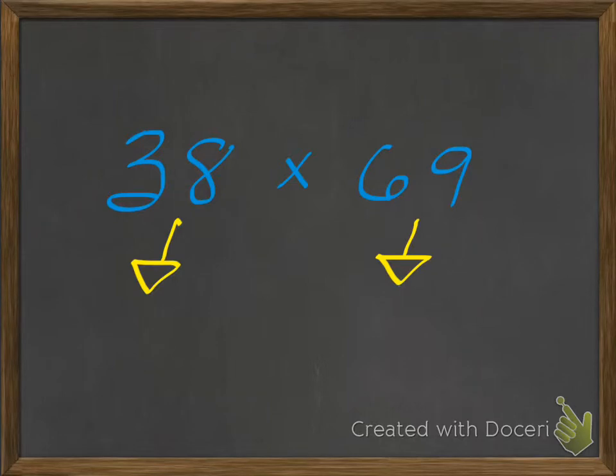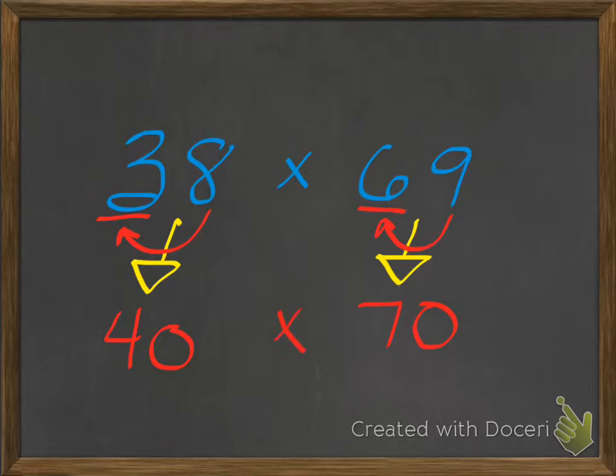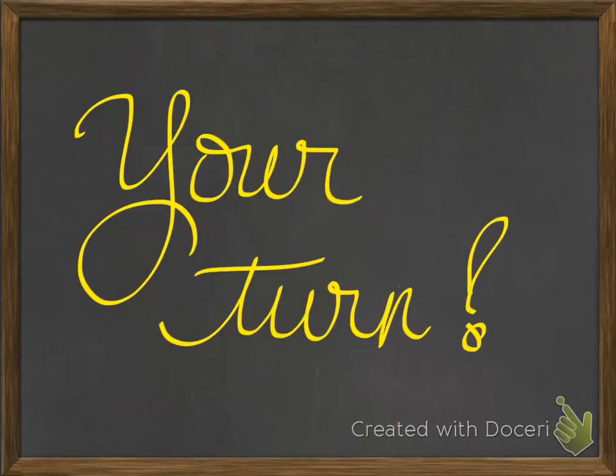38 times 69. I'm going to round these numbers up from 38 to 40. And I'm going to round 69 to 70. Then 4 times 7 is 28. Count the zeros and tack them on. 2,800. Now it's your turn.